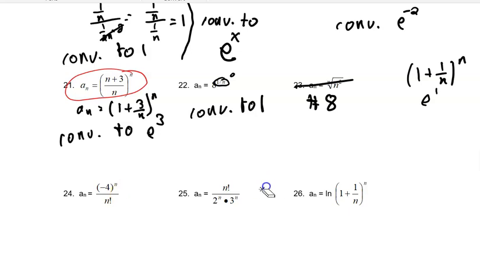So again, first, I'm going to separate this. This is a negative to the nth power, so this really could get rewritten as a negative 1 to the nth, and then a 4 to the nth, and then we would divide this by the n factorial.